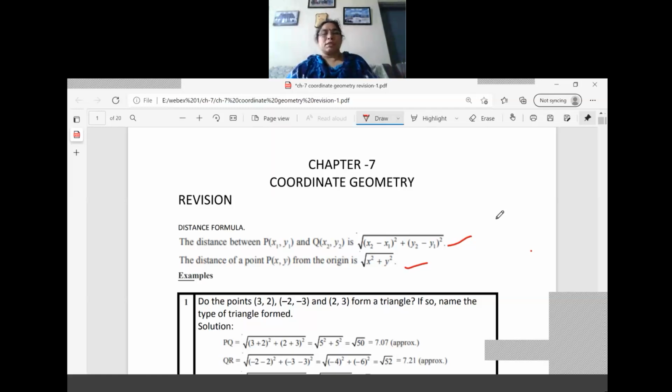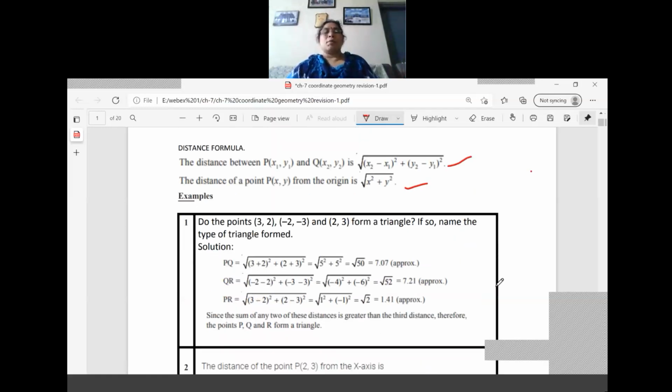So the first question is: do the points (3, 2), (-2, -3) and (2, 3) form a triangle? If so, name the type of the triangle formed. Already you have learned this, and because it's only a revision we are doing today, I'll do one distance formula, and after that I'll just read the answers. You have to go for that, right?